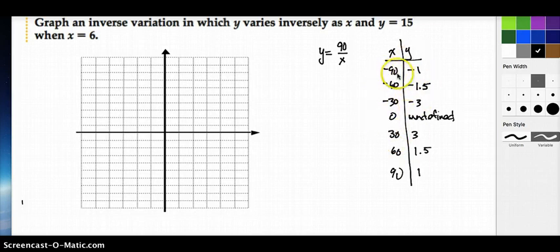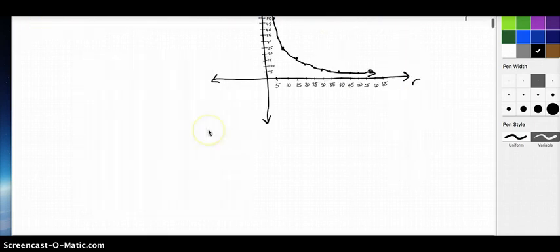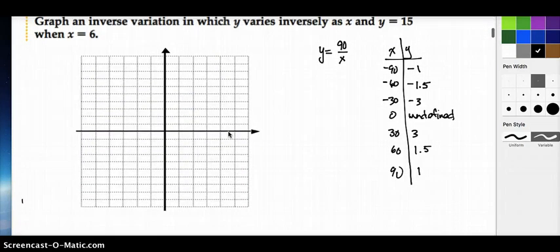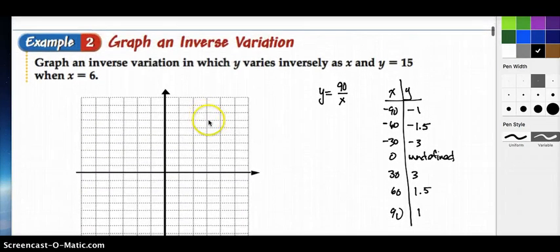But what I want you to see is that last time we only used positive values, because when we did the example up here, we were talking about distances in miles per hour, so it didn't make sense to use negative numbers. But here, when we're just drawing the graph, we need to consider negative and positive numbers. So I threw some in here, negative 90 all the way up to positive 90, and I got these values. When I throw 0 in here, I can't divide by 0, so it makes sense that it's undefined.